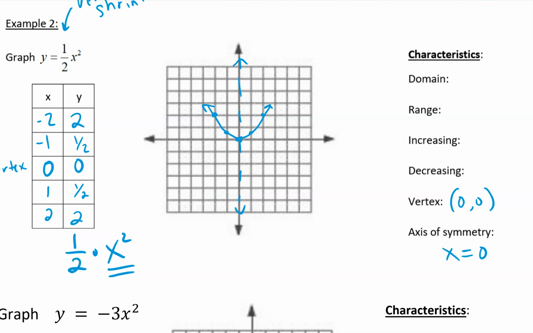The domain, it's a quadratic function, so the domain is all real numbers. The range, again, the vertex is sitting right there at 0, so the range is everything where y is greater than or equal to 0.